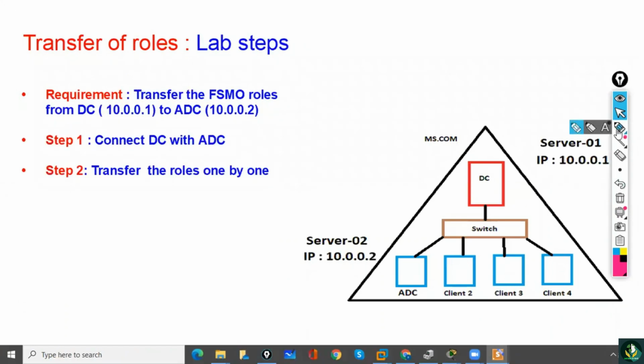So guys, to transfer the roles from the domain controller to the additional domain controller, we need to follow 2 steps. The first step is to connect DC with ADC. We will see how to connect the DC with ADC. Then we'll transfer the roles one by one. All the 5 roles will not be transferred in one shot. You need to transfer them manually one by one.